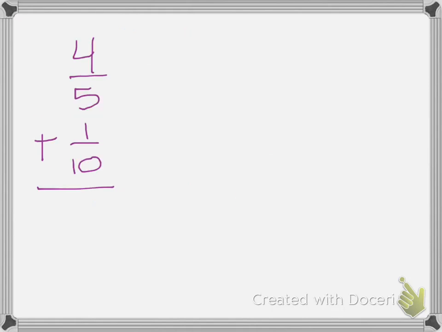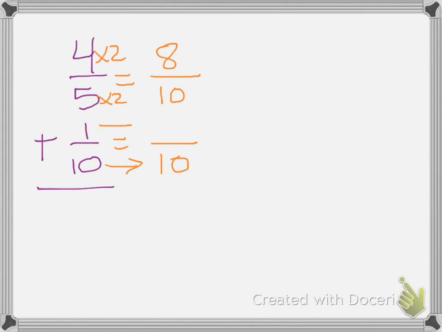Looking at another one, I have 4/5 plus 1/10. So a common denominator here would be that 5 and 10 both go into 10. And then 5 times 2 is 10, so 4 times 2 is 8. And since I didn't change the bottom here, I don't have to change the top. And I'm adding, and 8 plus 1 is 9, so I end up with 9/10. This time the top number is smaller than the bottom, so I don't need to change it, and it can't be simplified, so that one was easy.